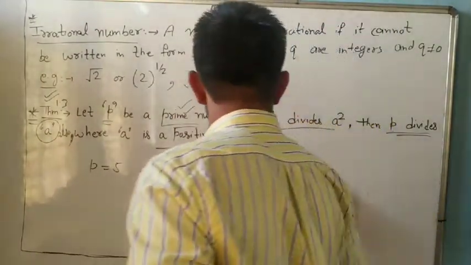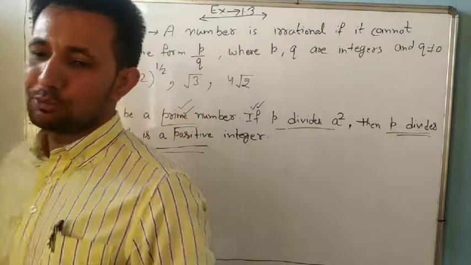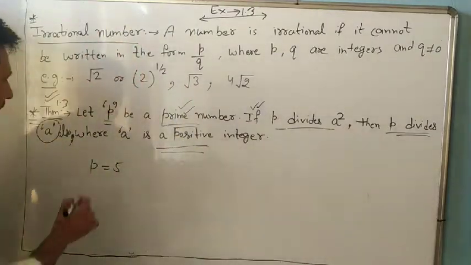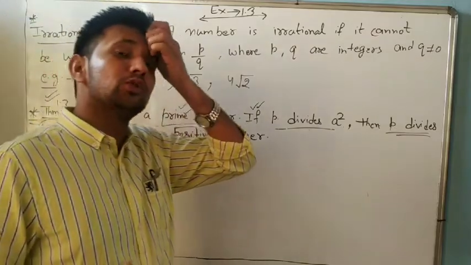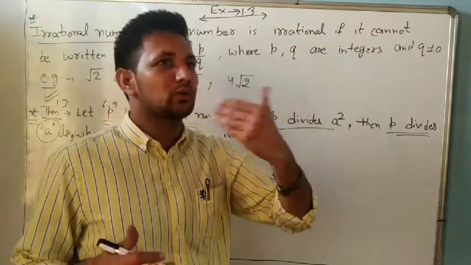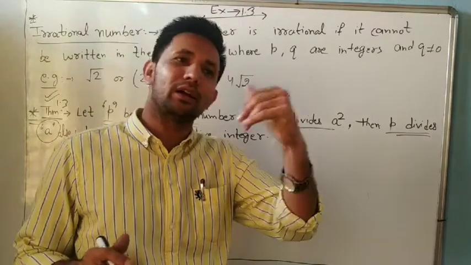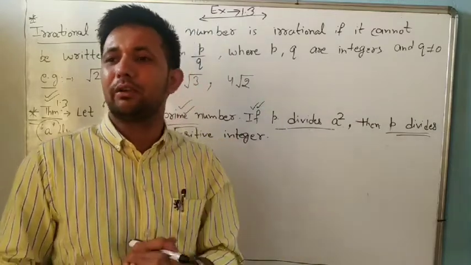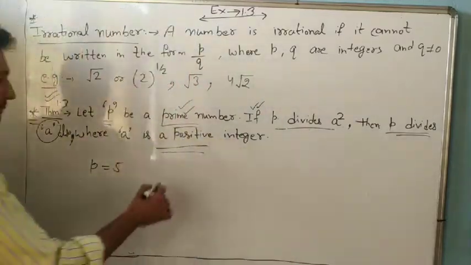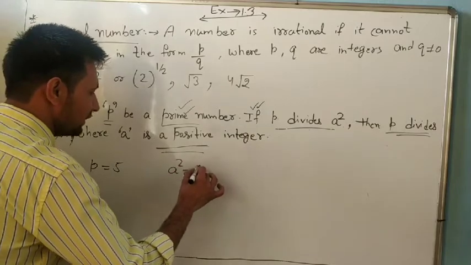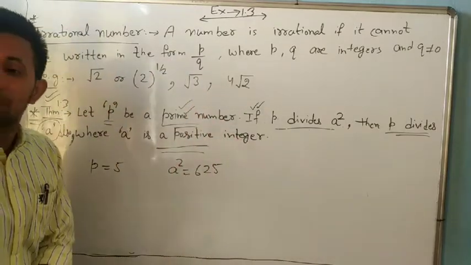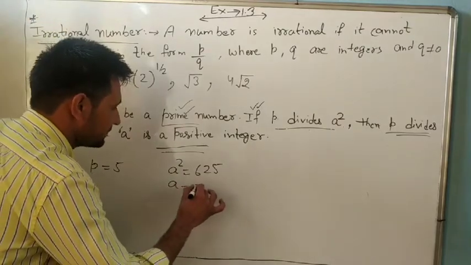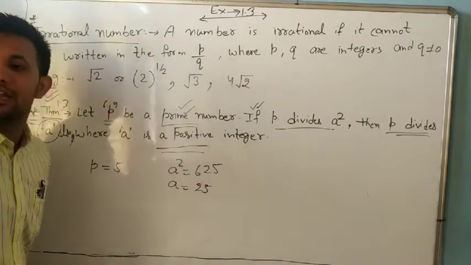So one more, look at that one. Suppose I am taking now, you are saying, sir, you are taking only the same every time. Suppose P is 11 and A square is 121. That is why another number, 11, comes. It divides. But I am taking one more number. Suppose A square is 625. 625 is the square of whose number? It means A is 25.